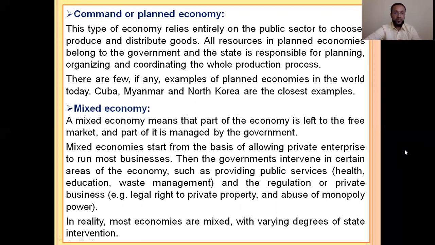Next is mixed economy. A mixed economy means that part of the economy is left to the free market and part of it is managed by the government. Mixed economies start from the basis of allowing private enterprise to run most businesses. Then the government intervenes in certain areas of the economy, such as providing public services and the regulation of private businesses. In reality, most economies are mixed with varying degrees of state intervention.